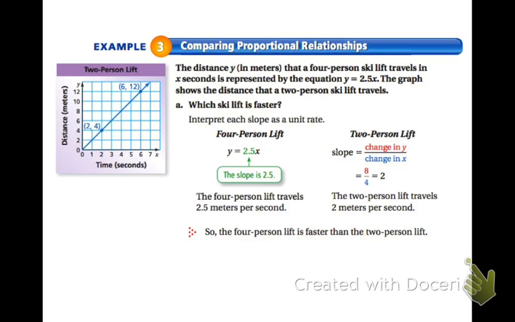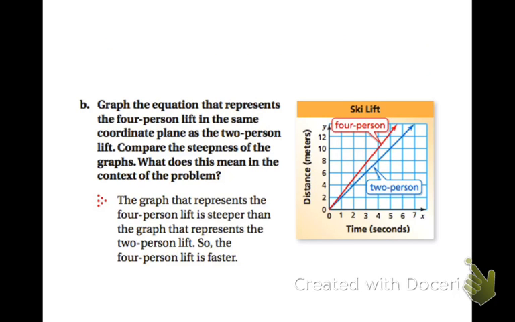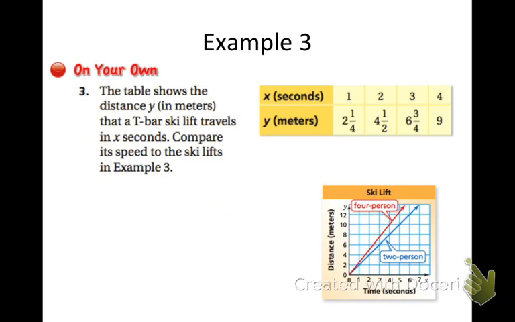If we were to graph the 4-person over the 2-person in the same coordinate plane, it would look like this. So the graph of the equation compares the steepness of the two graphs, and so we can interpret that the 4-person is faster. Looking at this table, we now have a T-bar ski lift, and this gives us the distance in meters that it travels in x seconds. So let's compare it to the other two. I've kept the graph there.